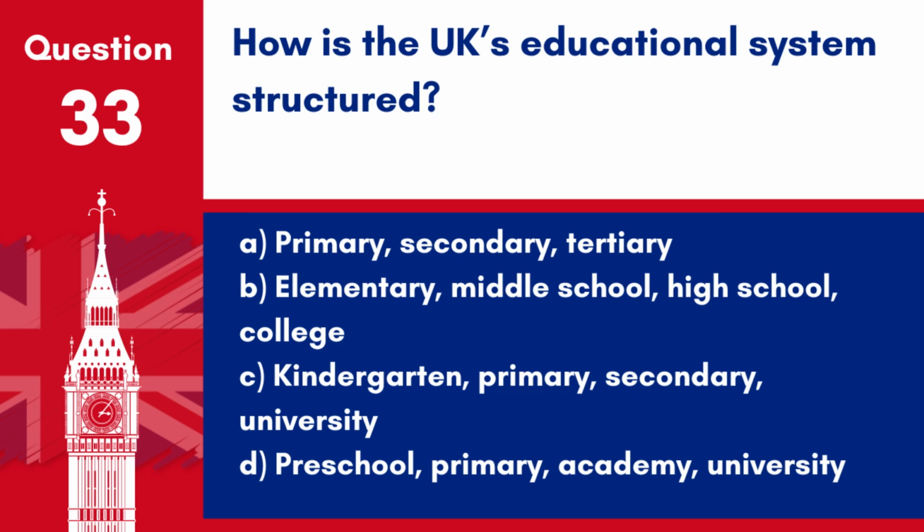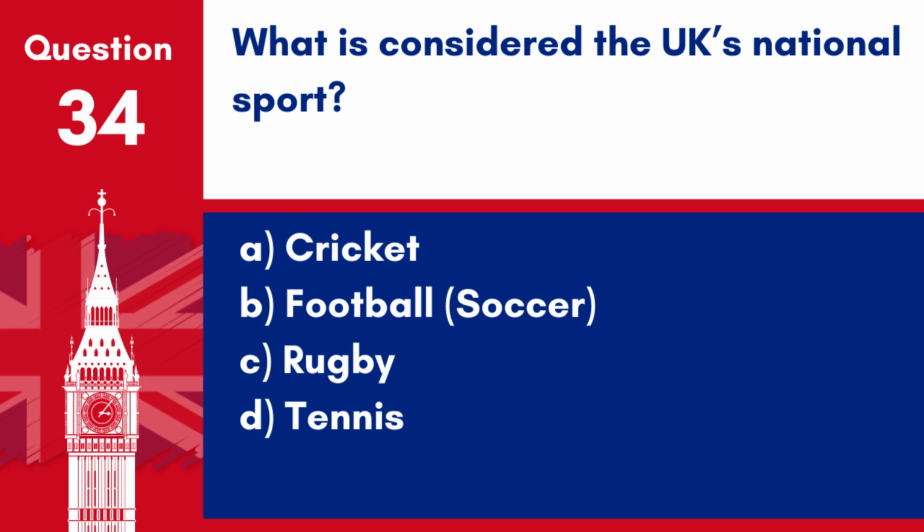Question 33. How is the UK's educational system structured? A. Primary, secondary, tertiary. B. Elementary, middle school, high school, college. C. Kindergarten, primary, secondary, university. D. Preschool, primary, academy, university. Answer: A. Primary, secondary, tertiary. The UK educational system is structured into primary, ages 5 to 11, secondary, ages 11 to 16, and tertiary, further education and higher education.